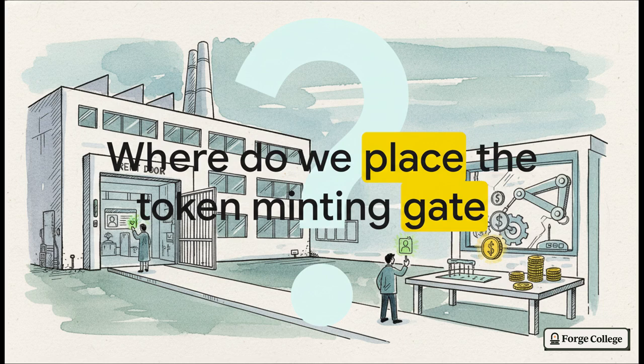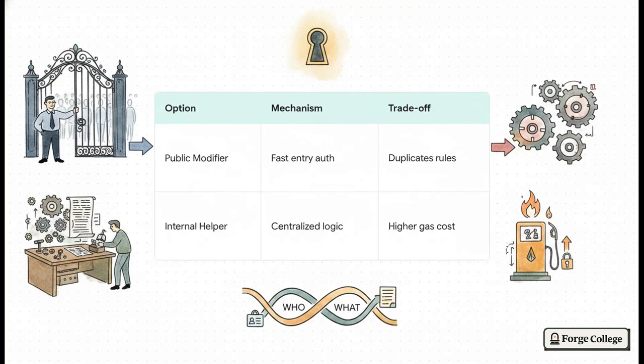Do we check their ID right at the front door, or do we wait until they're standing right in front of the workbench? Well, we essentially have two main options here. Option 1 is using a public modifier. Think of this as your massive bouncer at the front door. It gives you super fast entry point authorization, entirely stopping unauthorized callers from burning any gas beyond that initial, very first check. But the trade-off is that if you have really complex rules, like say dynamic per account limits, you might actually end up duplicating those internal checks somewhere else in the code.